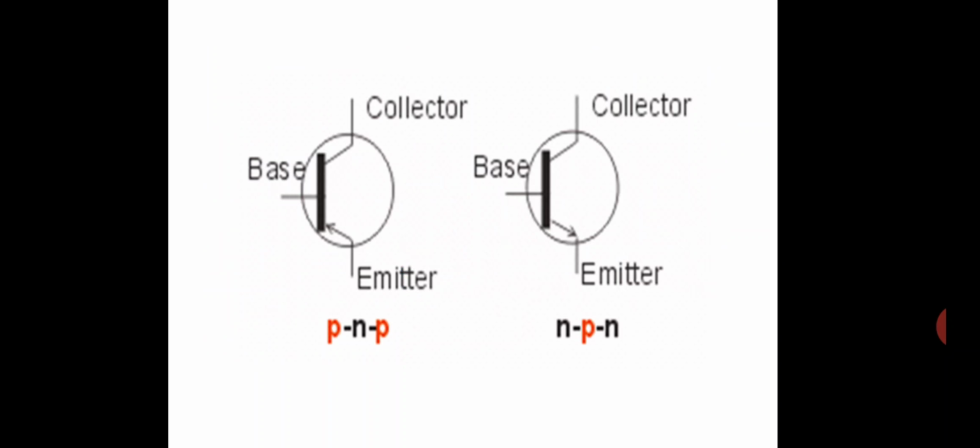If two P semiconductors and one N semiconductor material are combined to each other, then it is called PNP. If two N semiconductors and one P semiconductor material, then it is called NPN transistor. So the bipolar junction transistor is a semiconductor device which can be used for switching or amplification.